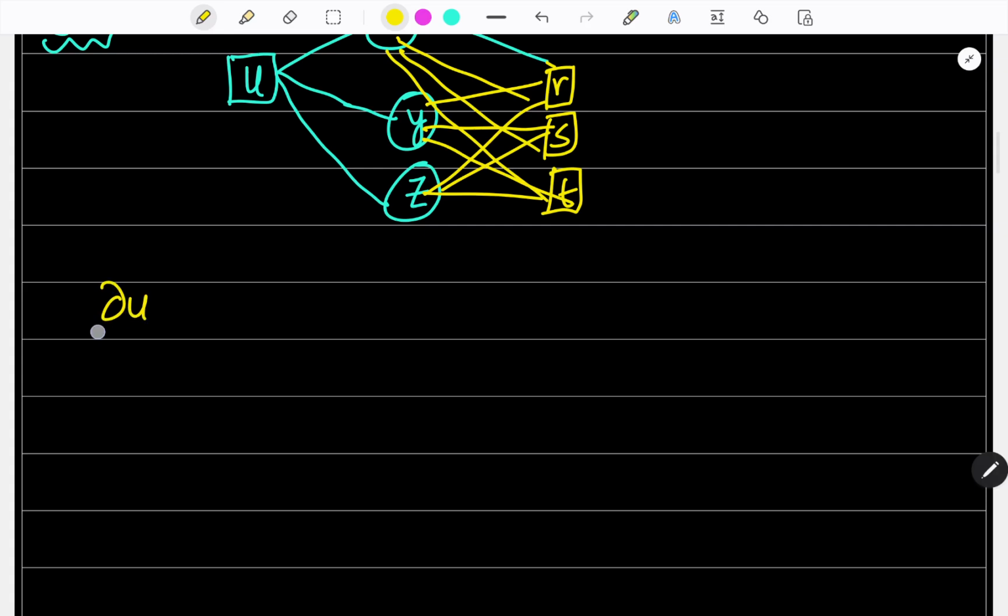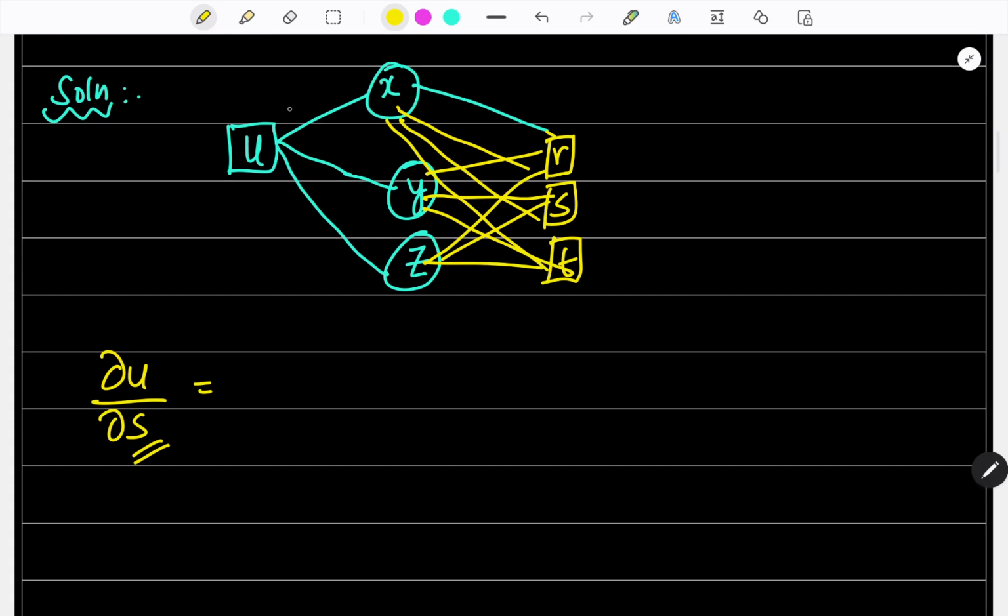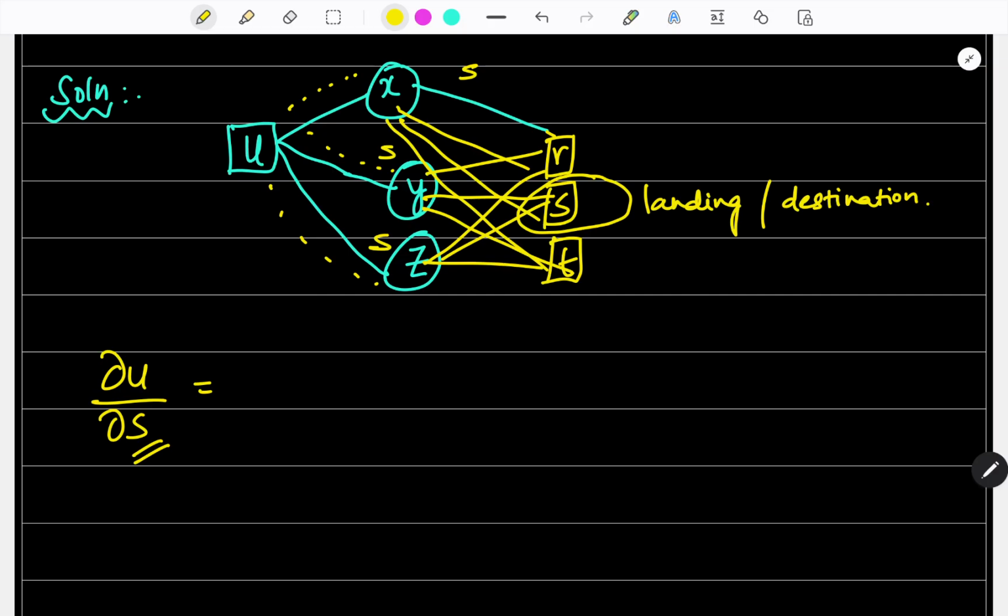So can you write dou u by dou s? The landing variable is s. So you have to go this way to reach s. You go this way to reach s only. This is called the landing variable or destination. You can say it like that. Right. So dou u by dou s.